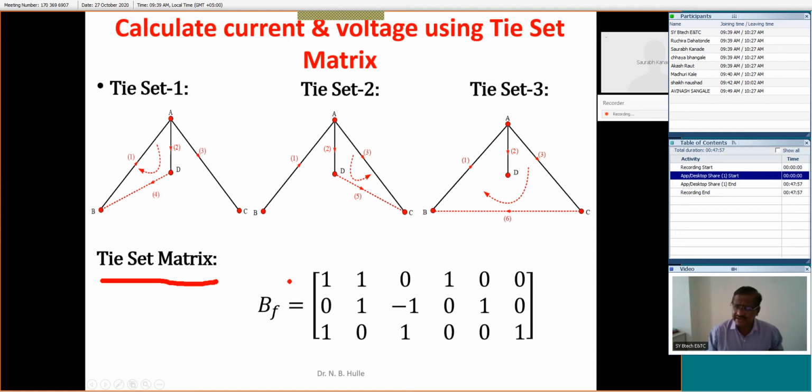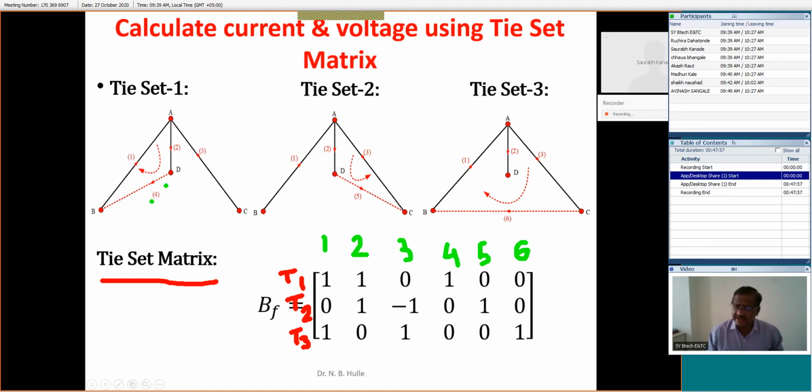Here, the rows of this matrix are the tie sets. Tie set number 1 is the first row, tie set number 2 is the second row, and tie set number 3 is the third row. Is it right? Then the columns of this matrix are the branches. This is branch number 1, this is branch number 2, this is branch number 3, this is branch number 4, here is branch number 5, and finally branch number 6.